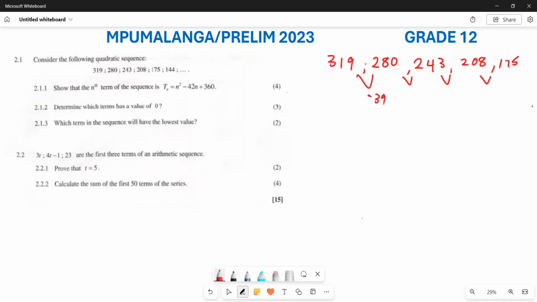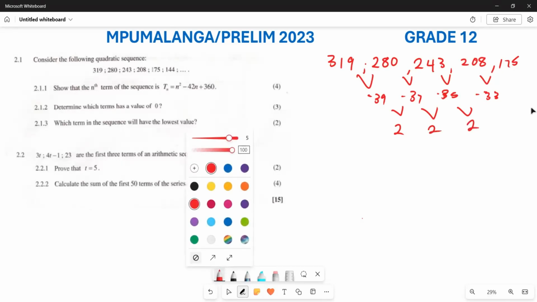When you say 243 subtract 280, this is going to be negative 37, then negative 35, and negative 33. So that is the first difference. When you move again, you find the second difference, and the second difference is given by 2, and it is 2 every time.